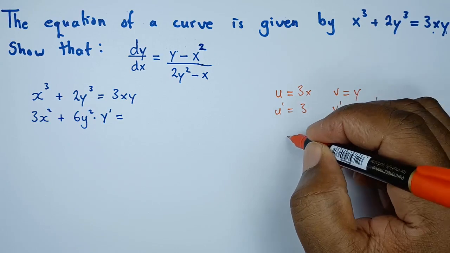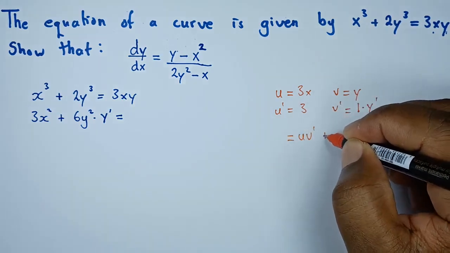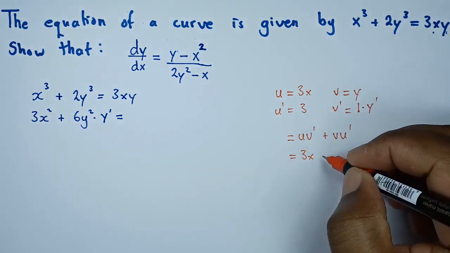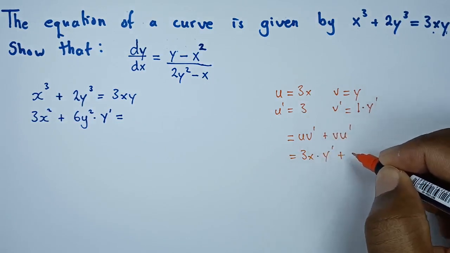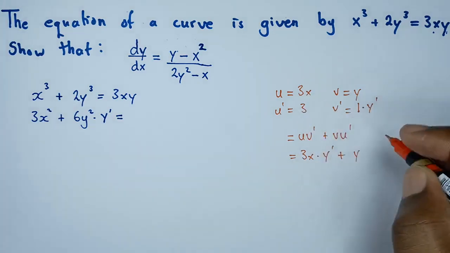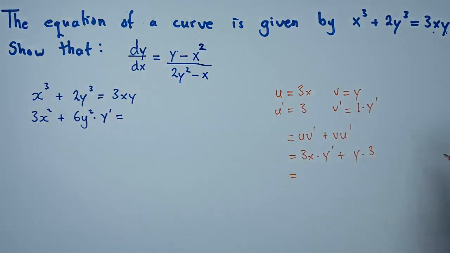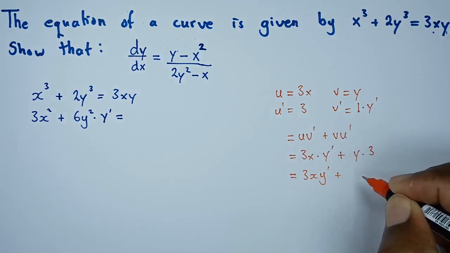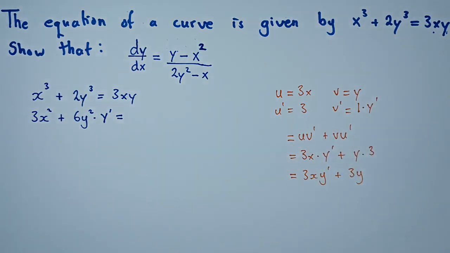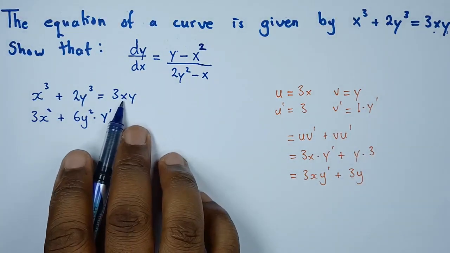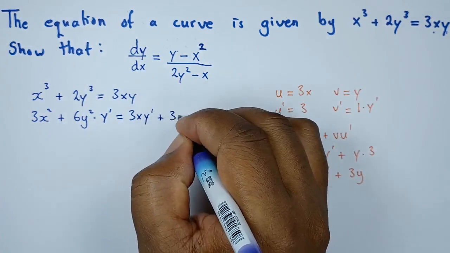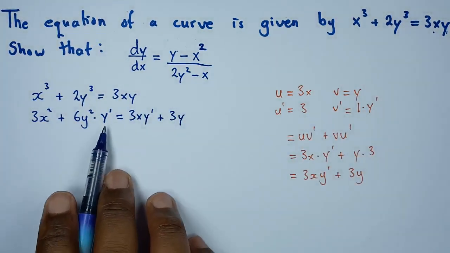According to the product rule, it's given by the formula uv prime plus vu prime. So let's do the substitutions. Our u is 3x, our v prime is simply y prime, plus our v is y, and our u prime is 3. If we simplify this, we are going to get 3xy prime plus 3y. This is what we get when we differentiate this part, which has x and y. So we've used the product rule to obtain this expression.